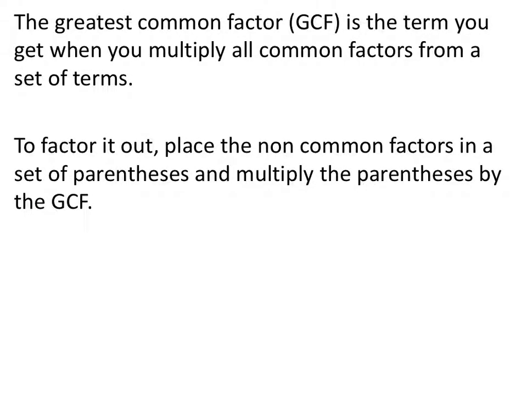So the greatest common factor is the term you get when you multiply all common factors from a set of terms, which we just kind of demonstrated. To factor it out, place the non-common factors in a set of parentheses and multiply the parentheses by the greatest common factor. That sounds really complicated, but hopefully it'll make sense when we look at some examples.